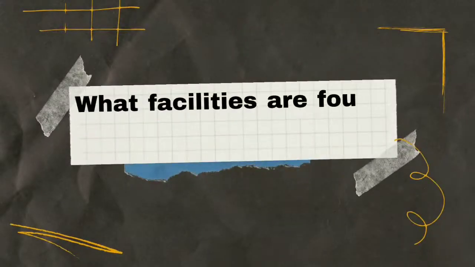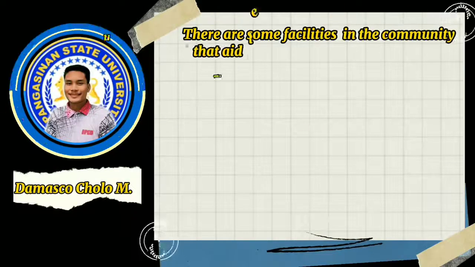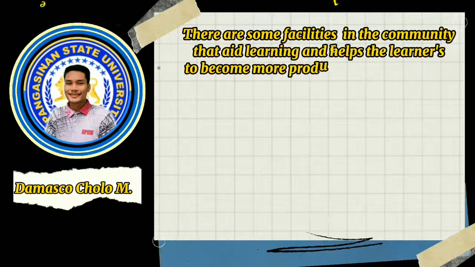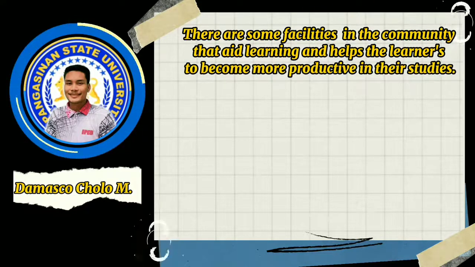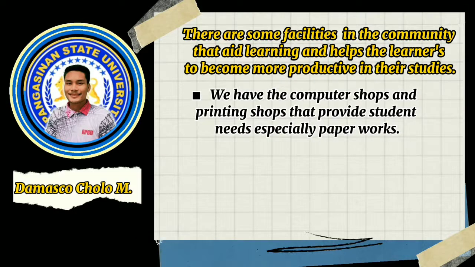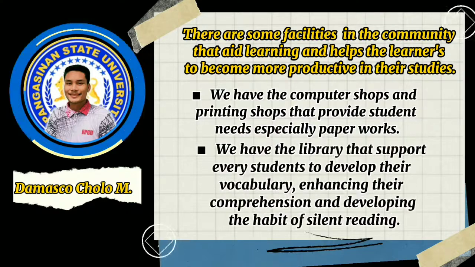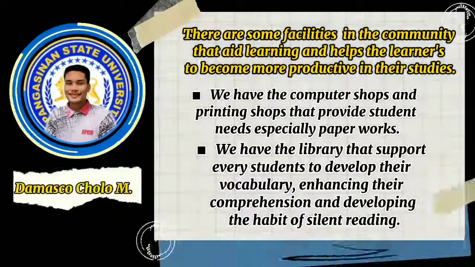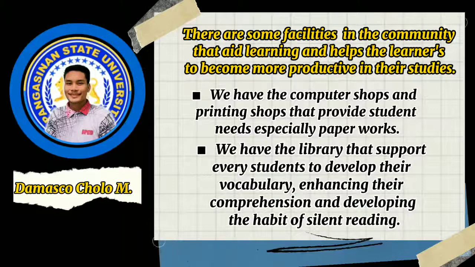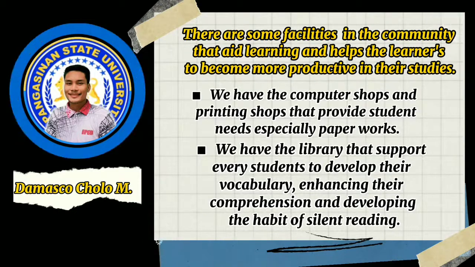What facilities are found in the community that aid learning? There are some facilities in the community that aid learning and help the learners to become more productive in their studies. First, we have the computer shops and printing shops that provide student needs, especially paperworks. Second, we have the library that supports every student to develop their vocabulary, enhance their comprehension, and develop the habit of silent reading and a problem-solving attitude among students.